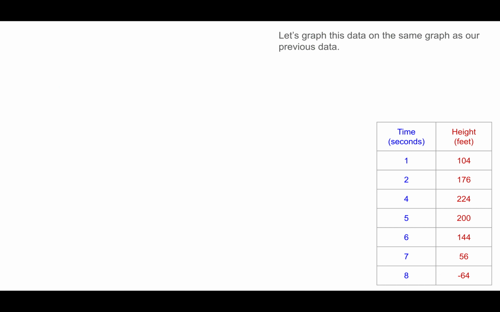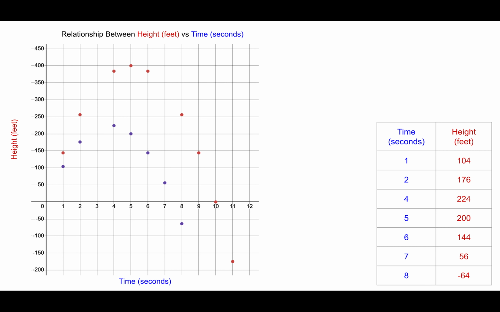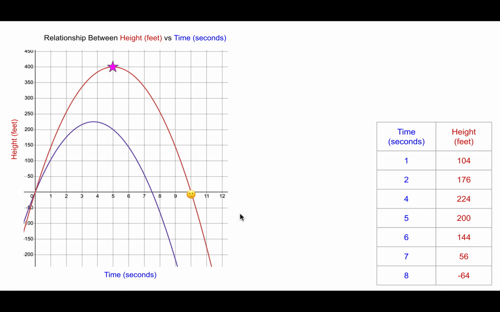Now let's graph this data, but let's graph it on the same as our previous graph. So our previous graph is in red, and our new graph is in purple. There we go. And you can see in the red one with the velocity of 160, this is where Lori reached her maximum height, and this is where Lori landed safely. This is our new one in the purple.